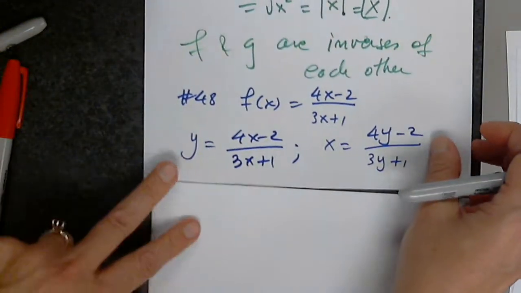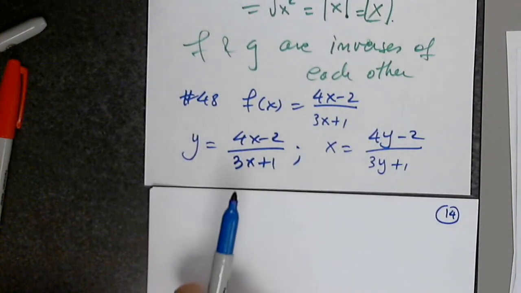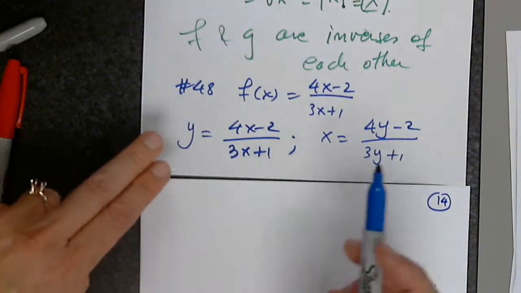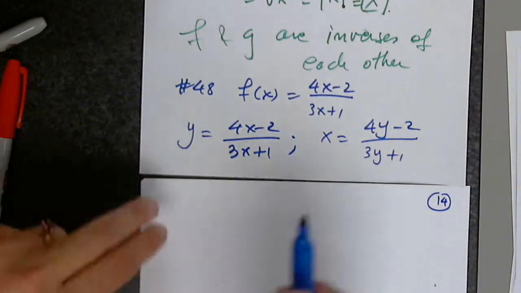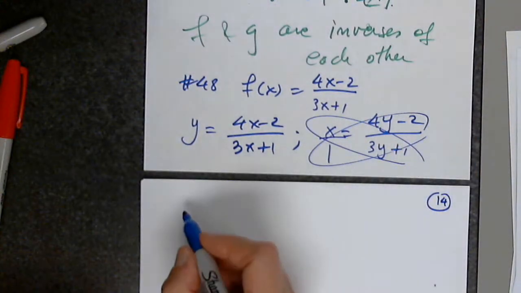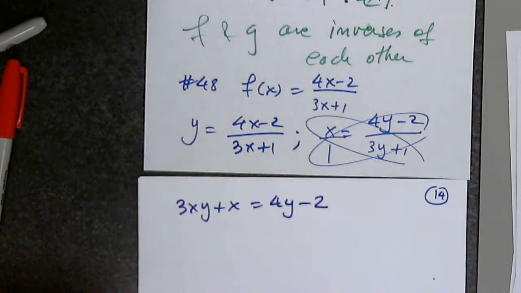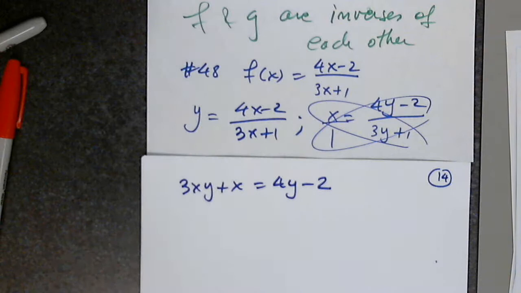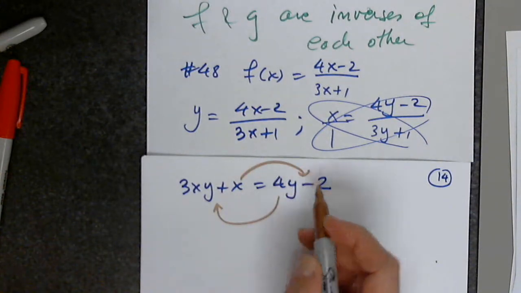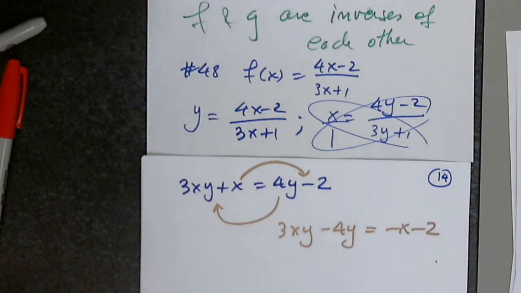And now, how do I solve this equation? Yes, how? You multiply each side by 3y plus 1. Right, I want to cross multiply. It's a proportion. That's the easiest thing to do, but it's the same thing you just said. So 3xy plus x equals 4y minus 2. Because I'm solving for y, terms with y have to be on one side. Which means this has to be here and this has to be here. So 3xy minus 4y equals negative x minus 2.